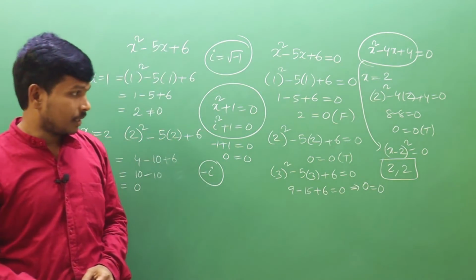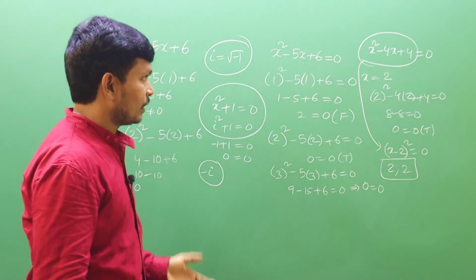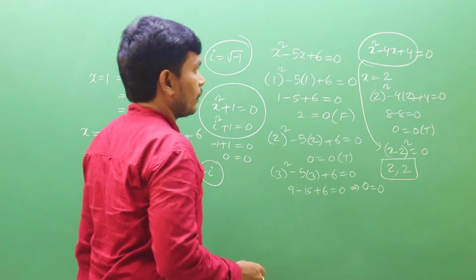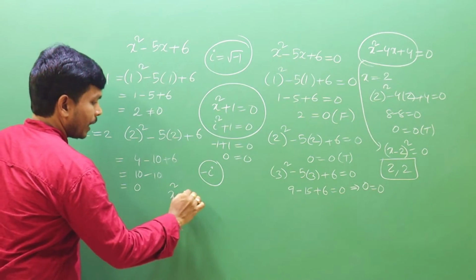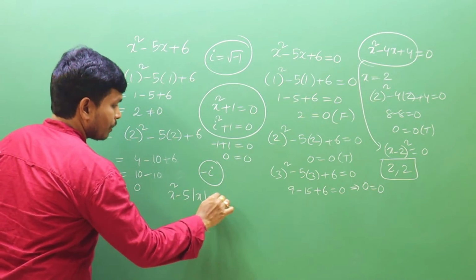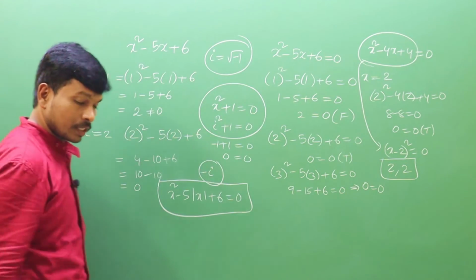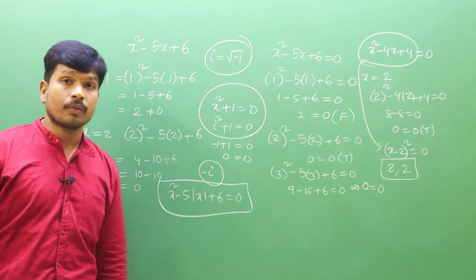Okay, nice. See, one more thing I am giving you, then say me the answer. x square minus 5 modulus x plus 6 equal to 0. Find the roots of this equation. Find the roots of x square minus 5 mod x plus 6 equal to 0.